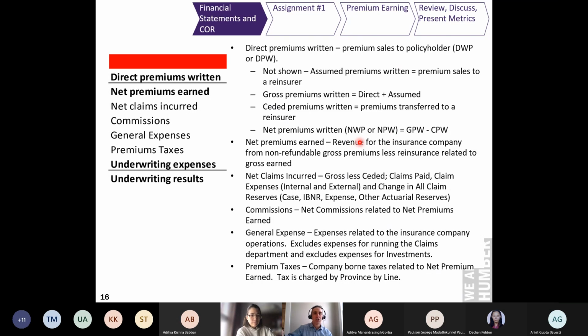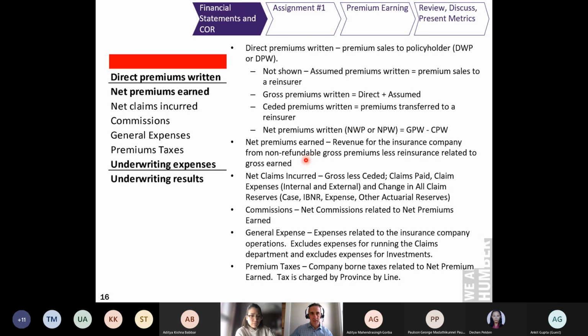What's important is not the order, but that it's net, N for net, and W for written. As opposed to if it's an E, net premiums earned, would be NPE. So what we had so far is how we got from direct written to net written, but we want to get to net earned premium.